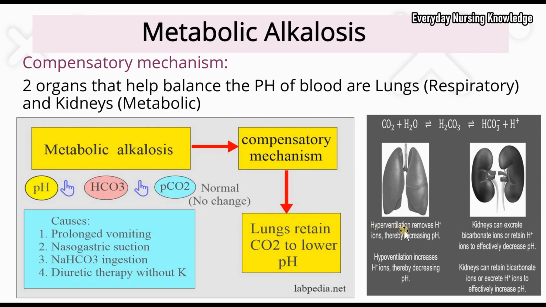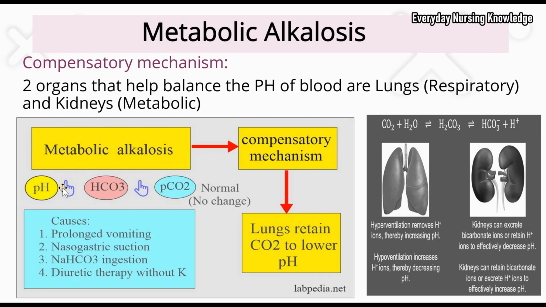So when there is hyperventilation or when the rate increases, carbon dioxide is removed from our body. As a result, low hydrogen ion is produced. So low hydrogen ion, it increases the blood pH. In hypoventilation, when the rate decreases, carbon dioxide is retained in the body. The more carbon dioxide, it increases the hydrogen ions. When hydrogen ion is increased, it decreases the blood pH. Now coming to kidneys, kidneys can excrete or retain both bicarb and hydrogen ion and help to maintain the blood pH.